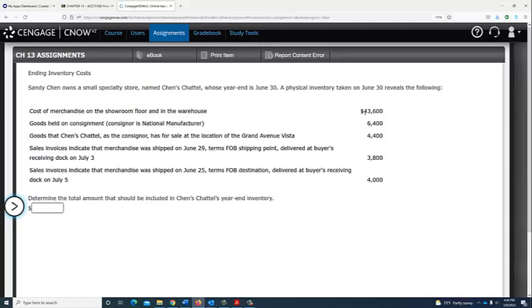And then we have goods held on consignment. The consignor or the owner is National Manufacturer. Those are not our goods, even though they are in our showroom, they belong to National Manufacturer. So we would not include the $6,400.